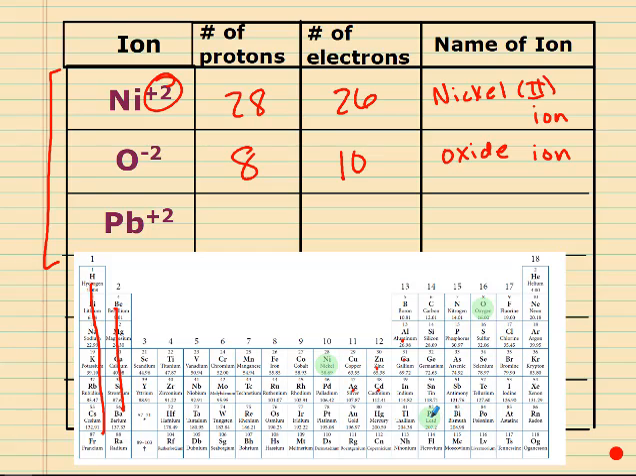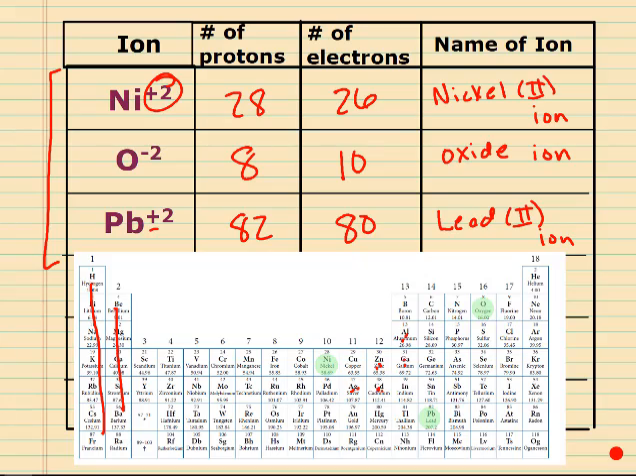And finally, lead is down here. It has 82 protons. It has a plus 2, so it lost 2 electrons. So lead is not group 1A, 2A, silver, zinc, cadmium, aluminum, or gallium. So all positive ions, if it's not one of those that we just named, we need to write the name of it, so lead, and use Roman numerals to indicate the charge. So lead 2 ion.